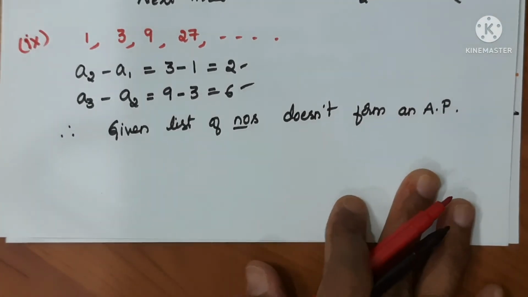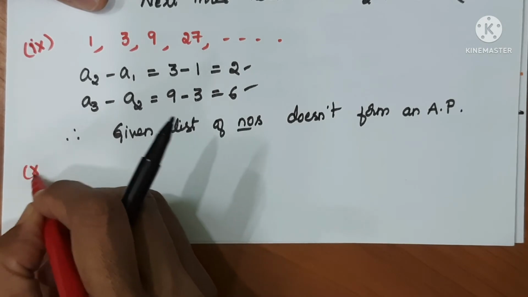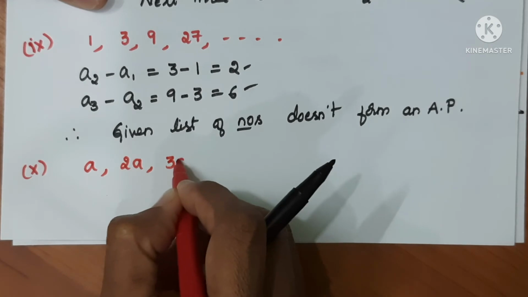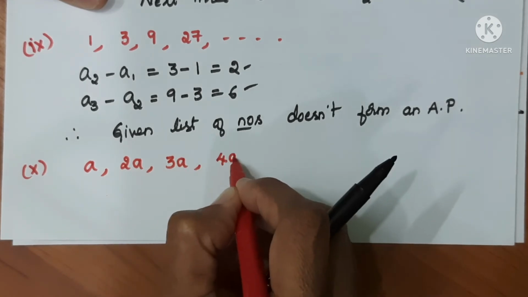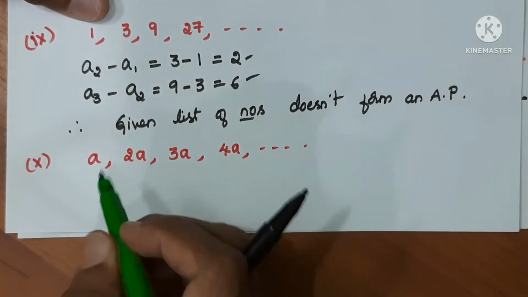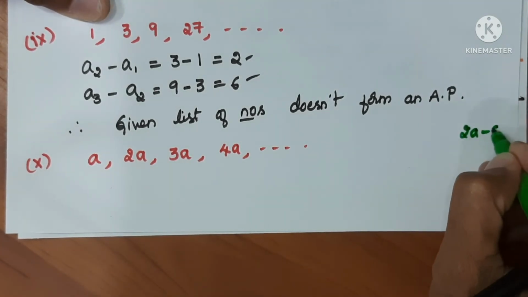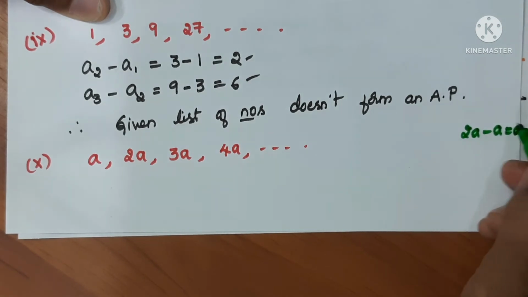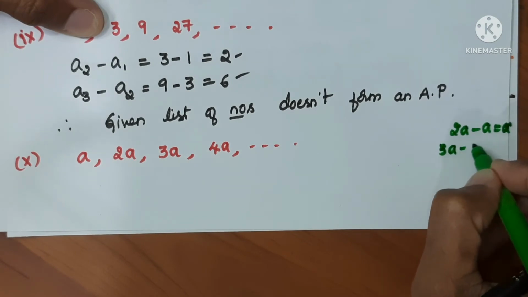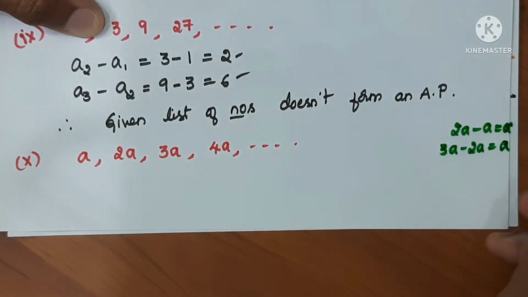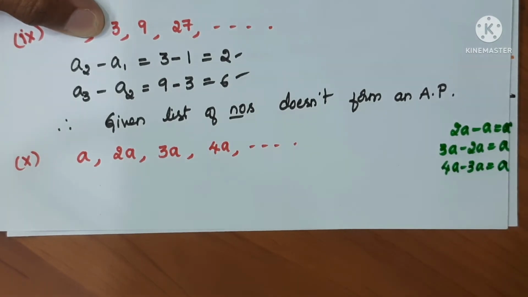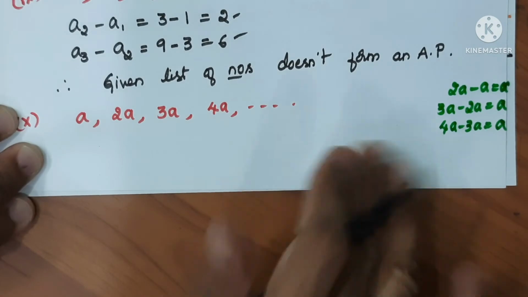Now let us find the next one. 10th question is A, 2A, 3A, 4A and so on. Here clearly you can see that 2A minus A is equal to 1A. If we subtract 1A from 2A, we get 1A, and also 3A minus 2A also equal to 1A. 4A minus 3A is also equal to 1A. Hence the given set of numbers form an AP.